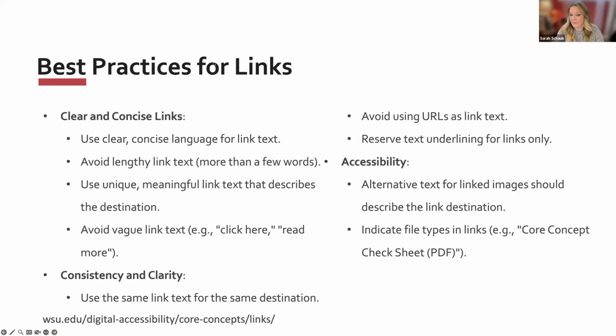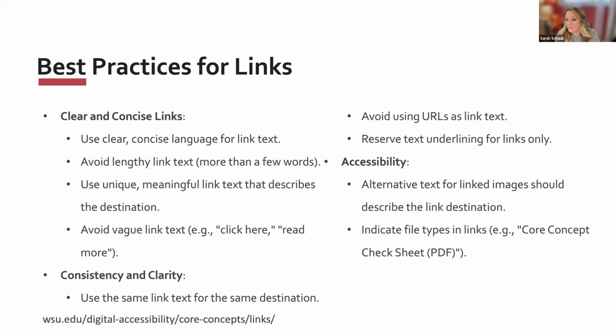Accessibility. Alternative text for linked images should describe the link destination. So if you have an image, say for example, on your website and it's linked to another website, the alternative text for that image should describe the linked destination rather than the image itself. But that's another common error that we see, or just a common thing on websites.